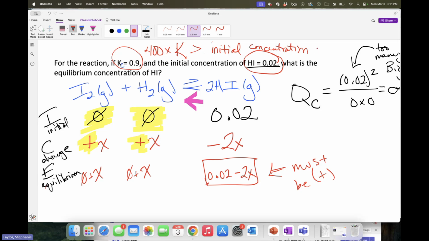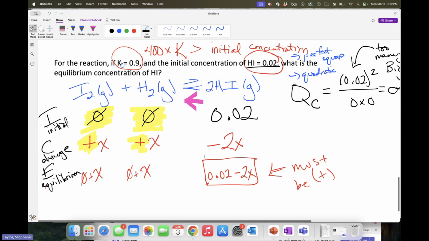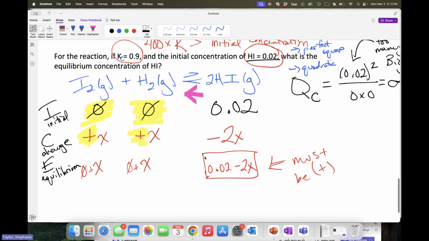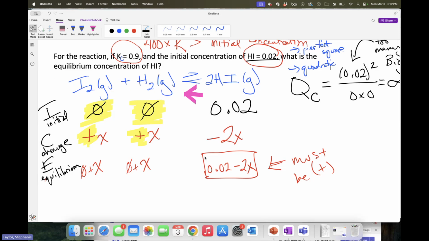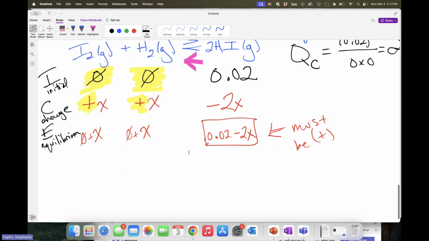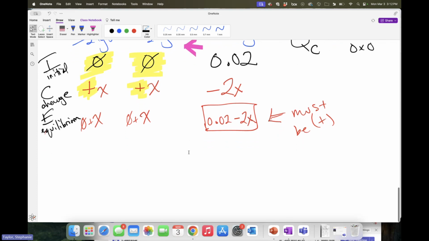If this is larger, then we have to use either a perfect square or quadratic. We can't use the approximation method when the K value is too big. So our K value is in fact going to be too large, so we are going to need to solve for this using either perfect square or quadratic.